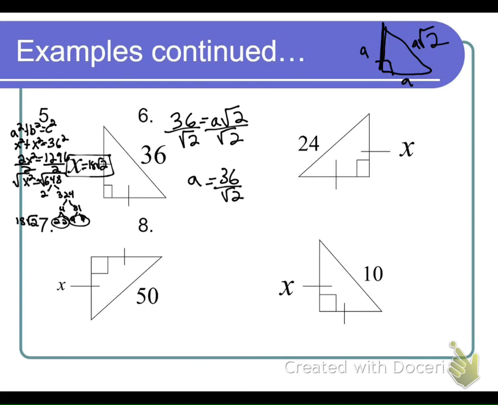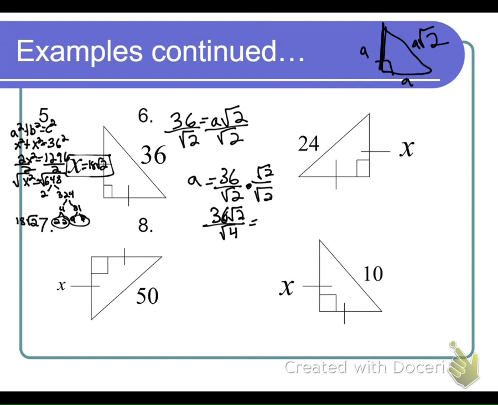How do I get rid of a square root in my denominator? How do we rationalize that? Multiply by square root of 2 over square root of 2. So in my numerator, I get 36 square root of 2, and in the denominator, square root of 2 times square root of 2 is square root of 4. What's the square root of 4?